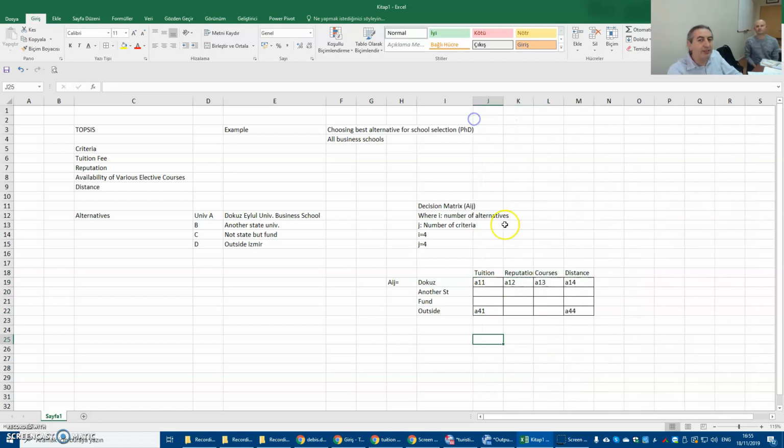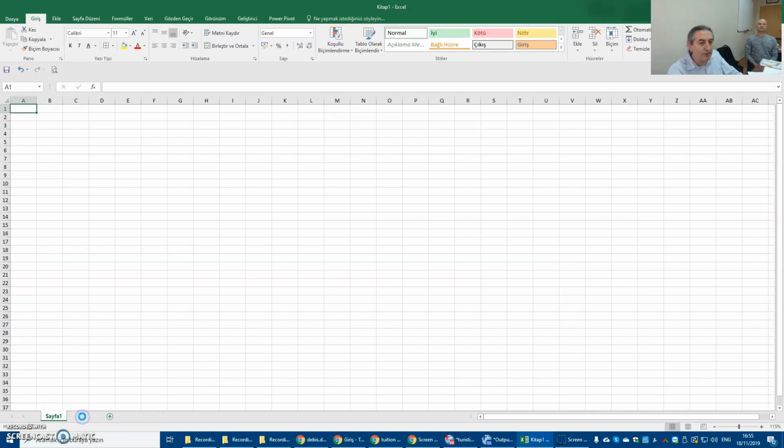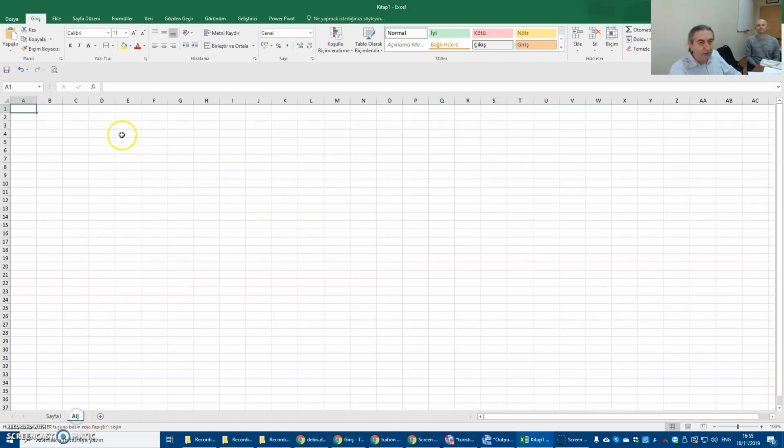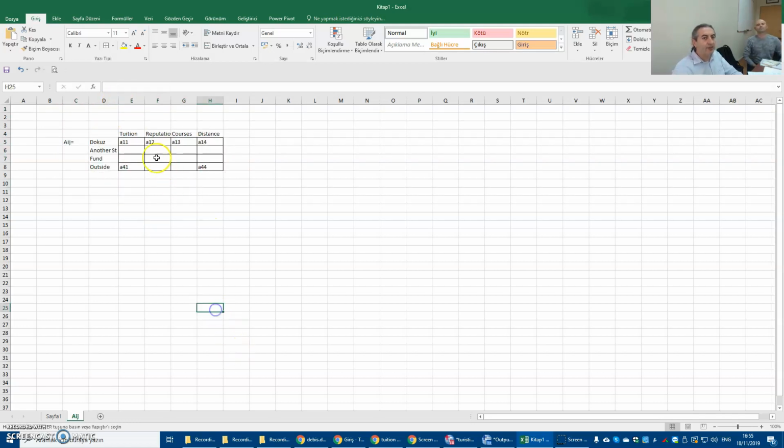Okay, so what's next? Let's create a structured Aij matrix in another page. Take this one, put it into another worksheet, okay? So tuition fee in terms of Turkish lira or in terms of dollars, okay? Let's put US dollars.